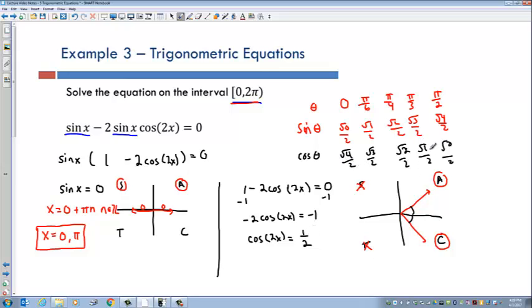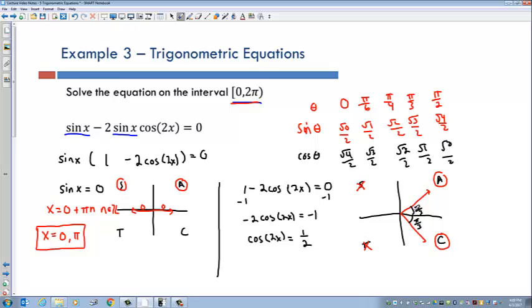And so when is the cosine of angle 1/2? Well, here's the 1/2, and above it I see it's pi over 3. So the reference angle must be pi over 3. Down here, also pi over 3. Okay, so I'm ready to find my angles. So again, I start at the x-axis.